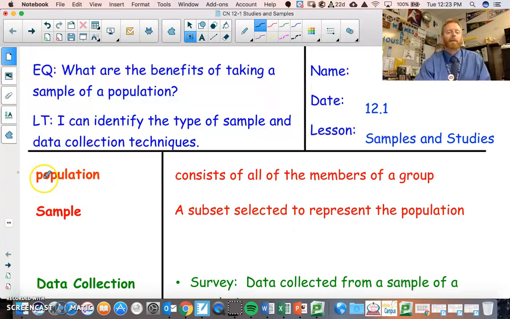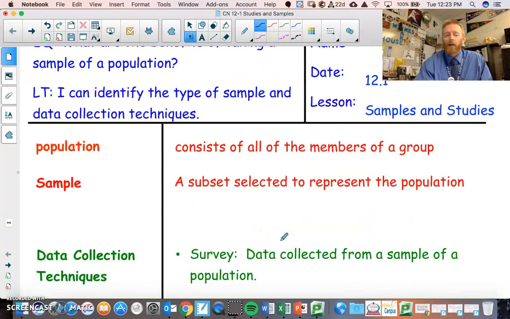So we need to know what a population is. A population is something that consists of all of the members of our group. And then a sample is just a smaller chunk of that group. Or in math terms, a subset selected to represent the population.